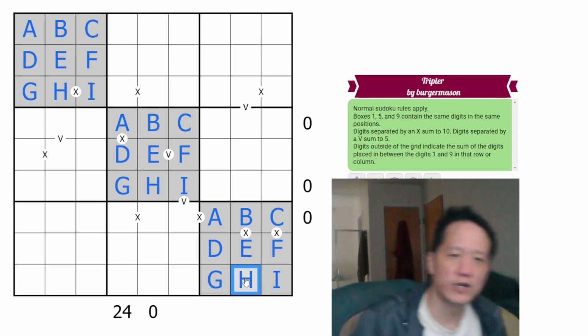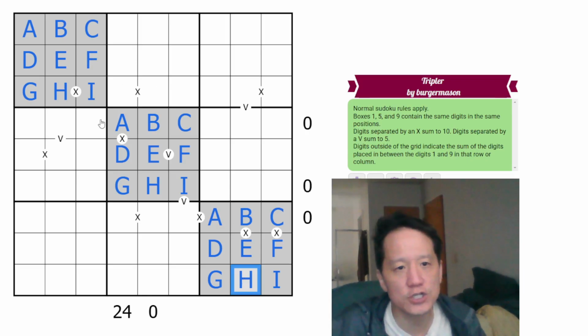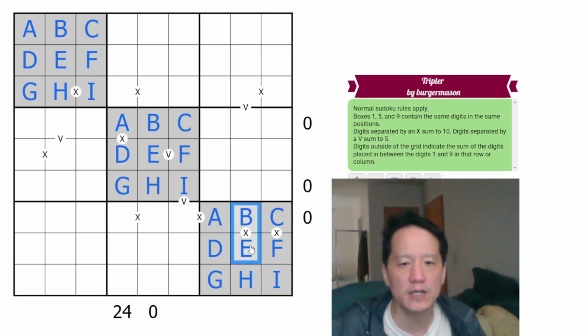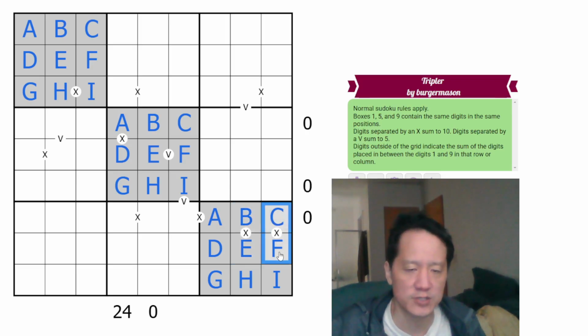Well, what does that tell us? We know H and I add up to 10. A and D add up to 10. B and E add up to 10, and C and F add up to 10.